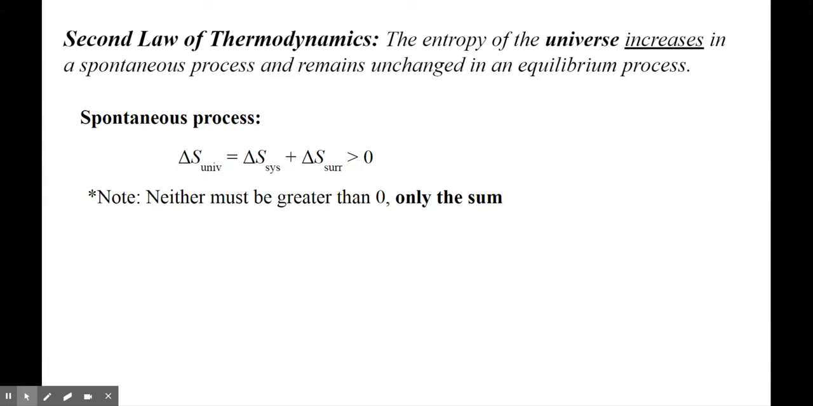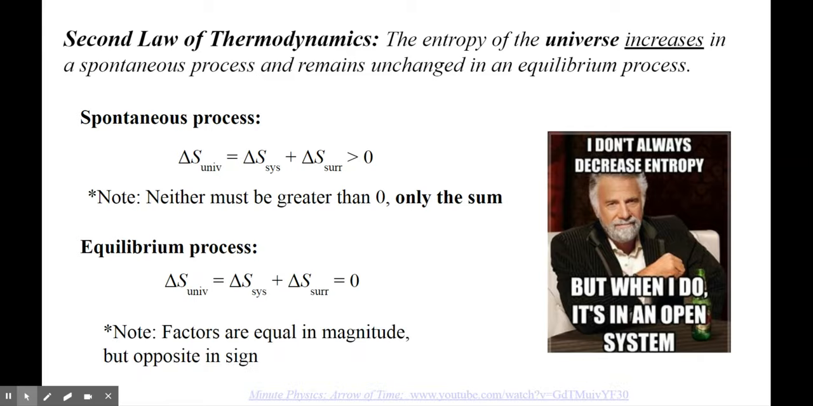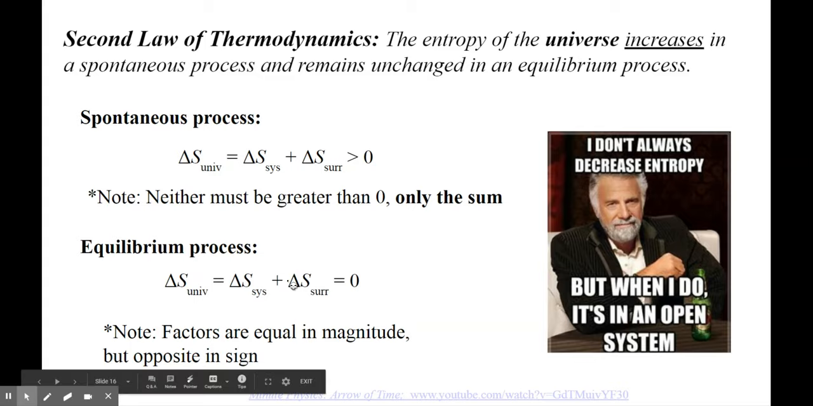Now, notice it doesn't say that they both have to be positive. The entropy can go down in either the system or the surroundings if the other is more positive so that it outweighs it. So when we talk about open systems, it allows for the entropy to go down. Things can get more ordered and structured, but at the cost of the surroundings going in reverse and being more entropic. Now, if we reach equilibrium, I know that word is probably kind of scary for some of you to hear again. All that means is that the amount of entropy for system and surroundings is overall zero, the fact that these values would be equal but opposite in sign.